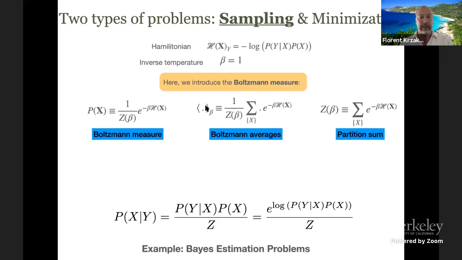Physicists, for some reason, do not use the expectation notation too much, and they are really big fans of their angle bracket notation. So these will denote averages with respect to that kind of measure. And this normalization here is usually called the partition sum. All right, so this is essentially the whole story. And if you study the Boltzmann measure, you're a physicist. And of course, there is a one-to-one mapping between these two. And this means that any Bayes estimation problem can be mapped into some kind of physics formalism.